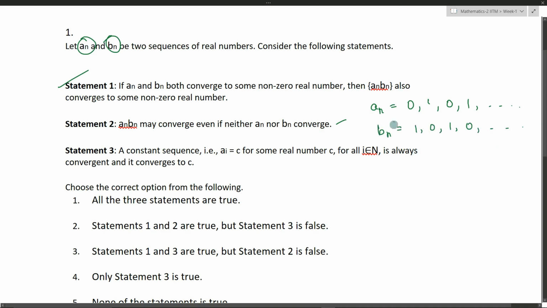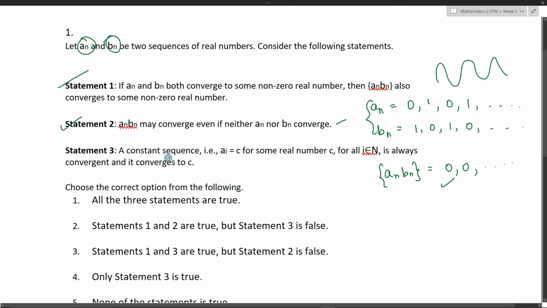So what will be an into bn? It will be 0, right? So this is converging to 0, but neither an nor bn is converging. These are oscillating. So this is also true. So what about the third one?